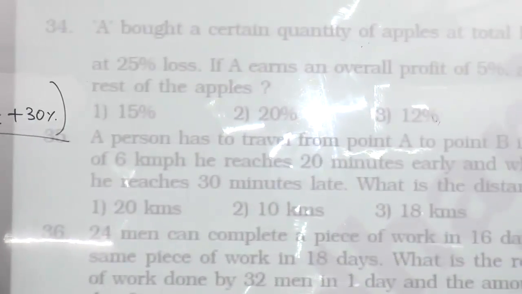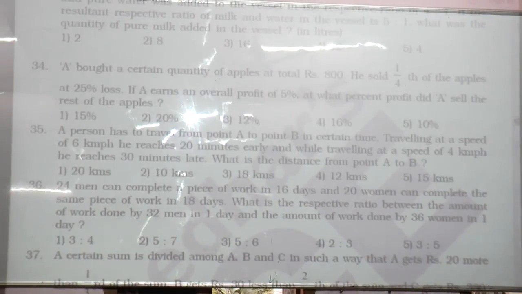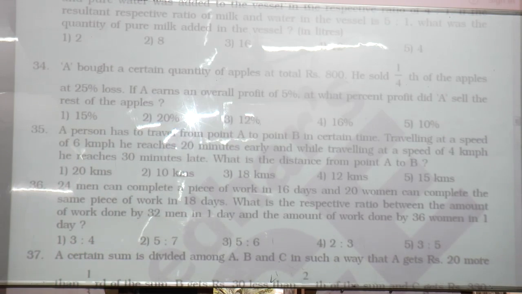Next 35. A person has to travel from point A to B in a certain time. Traveling at a speed of 6 km per hour, he reaches 20 minutes early, and while traveling at a speed of 4 km per hour, he reaches 30 minutes late. What is the distance from point A to B? How to solve this question?